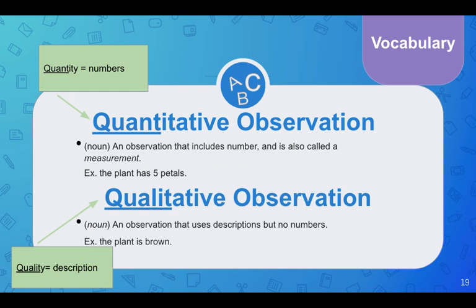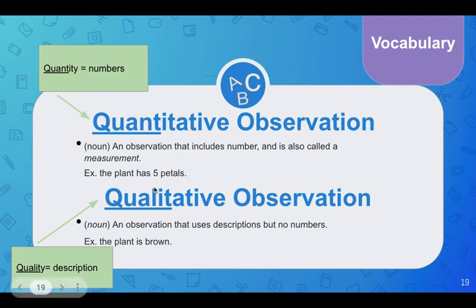Quantitative observations maybe make the best argument. These are numbers that you can collect and observe. And so when we collect data, we are often collecting quantitative observations. Notice that there is the word quant in it. Can you think of other words with the word quant, such as quantity? So these are observations that include numbers and measurements. And so an example would be the plant has 5 petals.